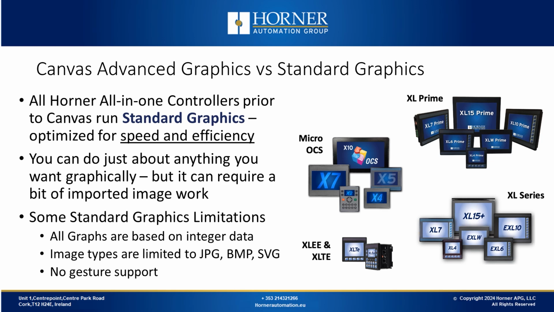There are also some limitations to the standard graphics engine, some of which we have listed here. For one, when you are graphing variable data, the data must be in an integer form. So if you have a floating point value in a variable that you'd like to graph or trend, for example, you will need to have an integer version of that variable that the trend can use to display the data on the screen.